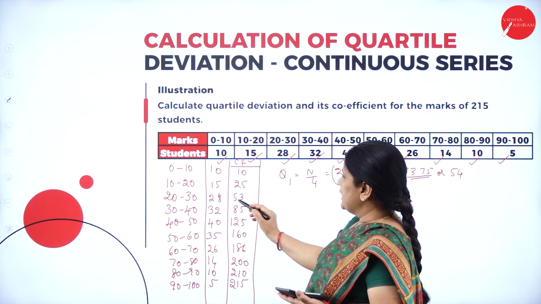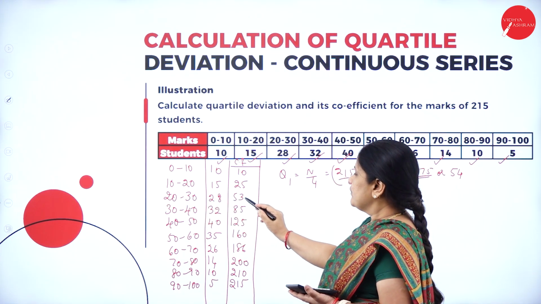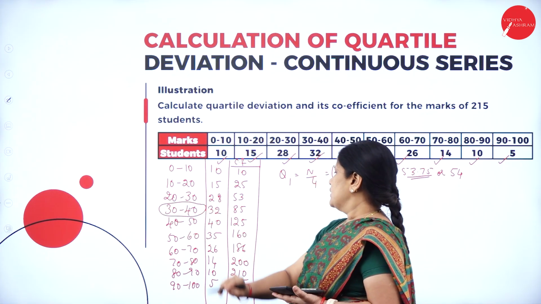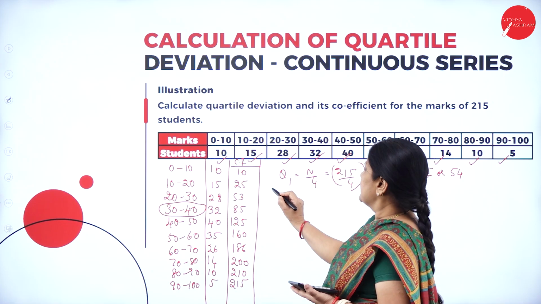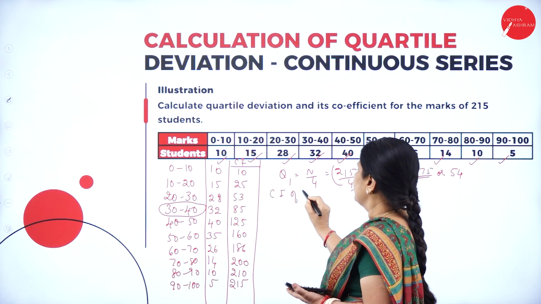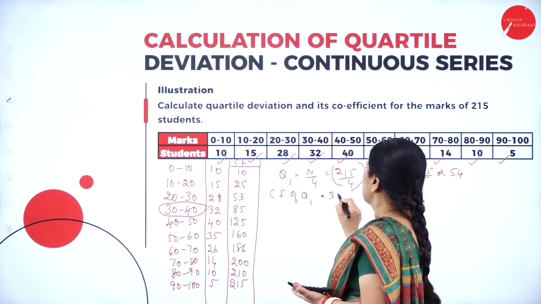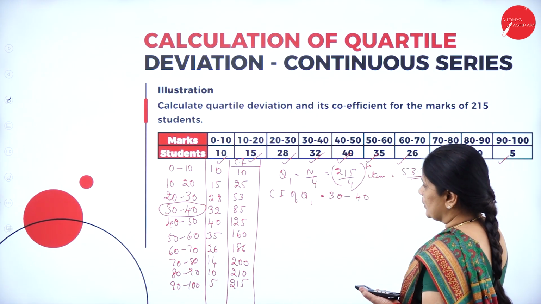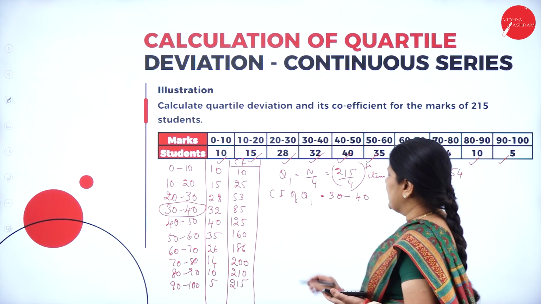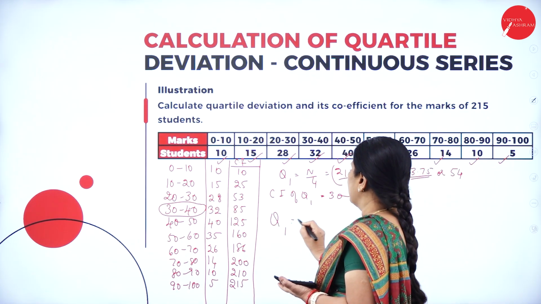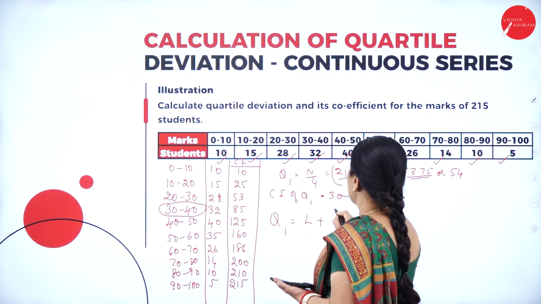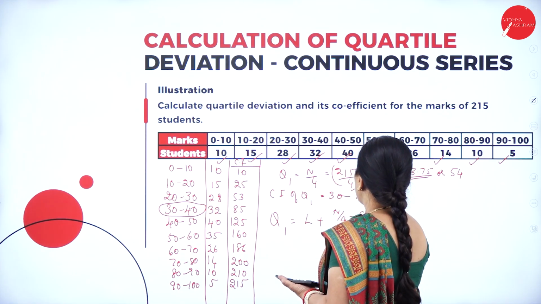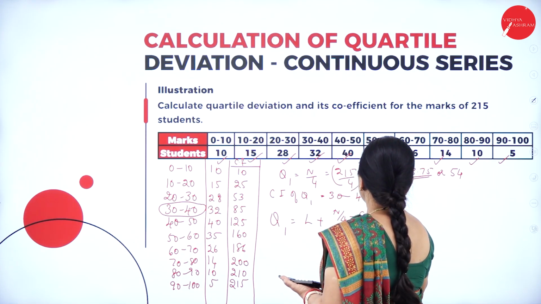Up to 53 it lies between 20 to 30. From 53 to 85 it lies between 30 to 40. So the class interval of Q1 equals 30 to 40. So we have this 30 to 40 as the class interval. So now I have the formula. Q1 equals L plus N by 4 minus CF divided by F into I.